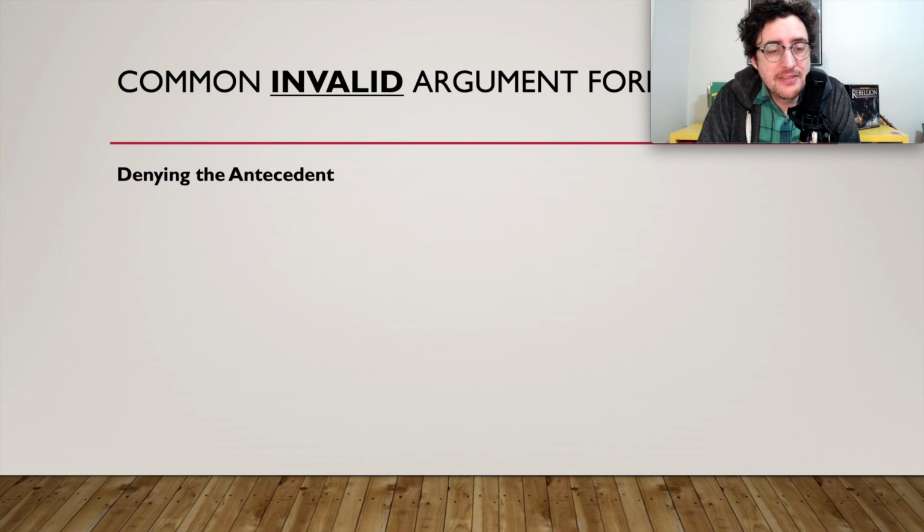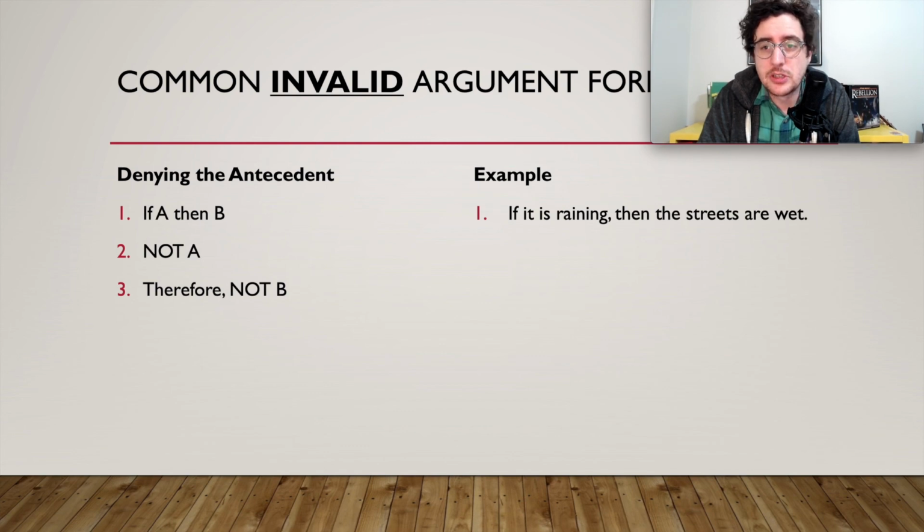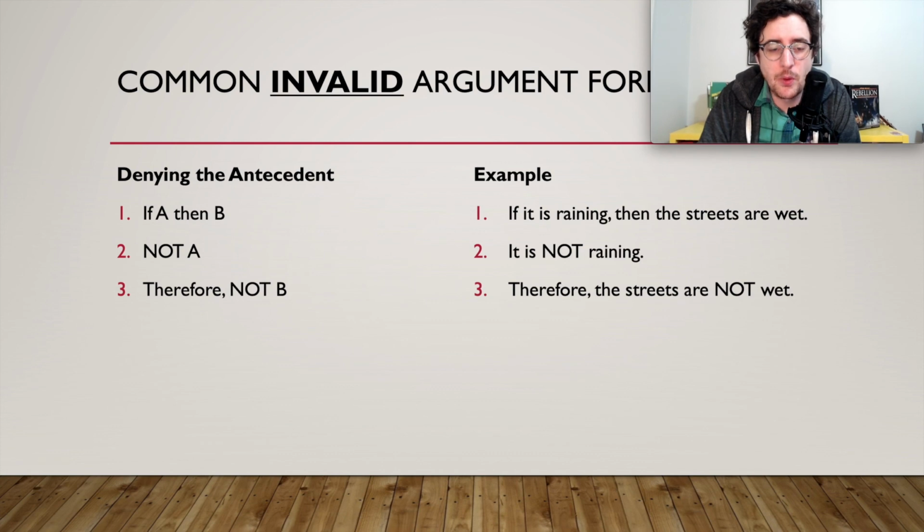Another common invalid form is denying the antecedent. It says if A, then B, and then takes the antecedent of the conditional and it says that's not true. It denies the antecedent, and it thereby denies the consequent as well. An example of this is if it's raining, then the streets are wet. It is not raining, therefore the streets are not wet.